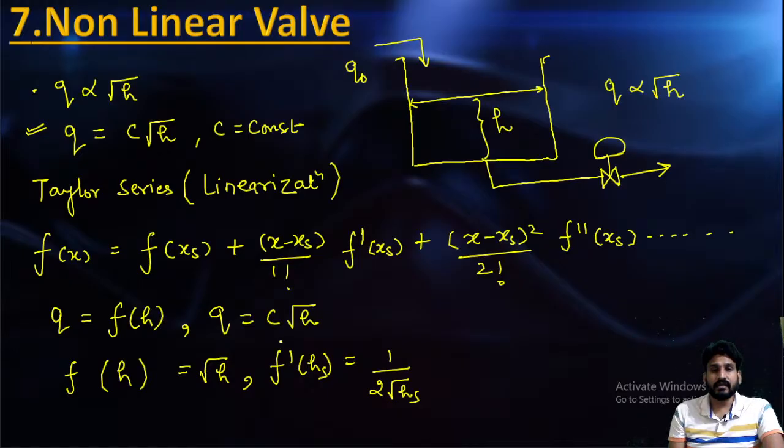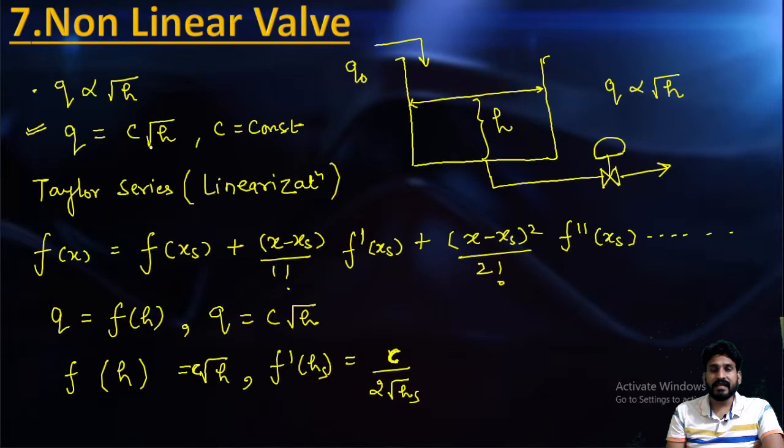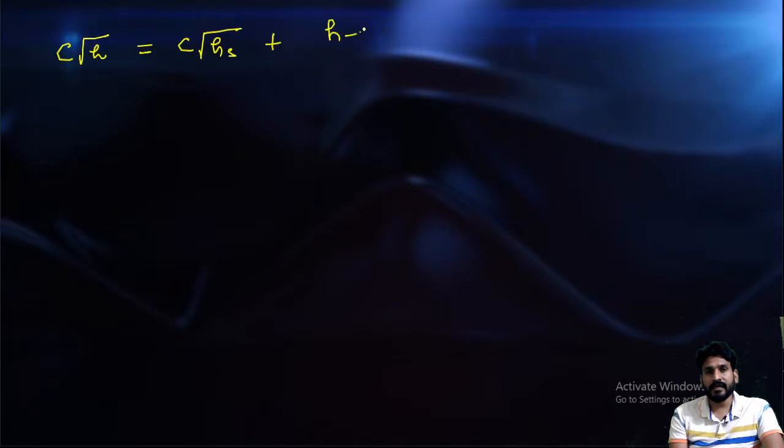f of x is my c square root of h. This is the function now. So f of h is c square root of h, which equals f of xs. It is c square root of h at the steady state, plus h minus hs divided by 1 factorial, which is 1 itself, into f dash hs, that is equal to c divided by 2 square root of hs.